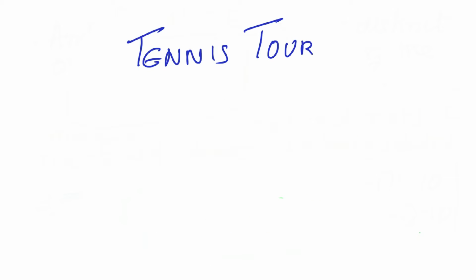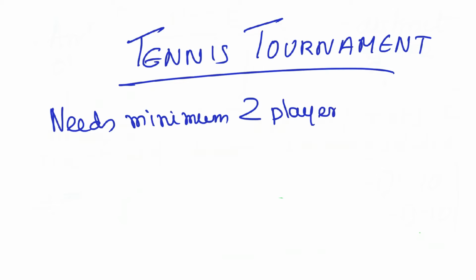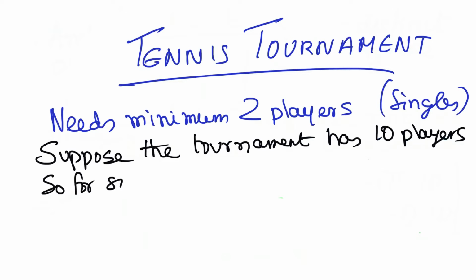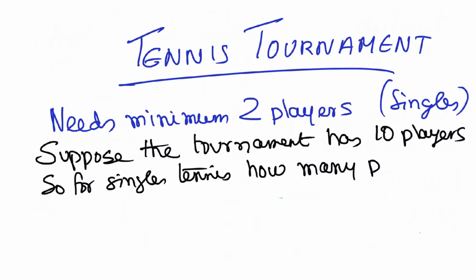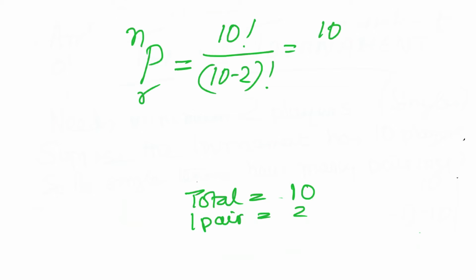Let's now apply this to a very interesting game, that is a tennis tournament, where we are dealing in the beginning with singles, where there are 2 players. If there are 10 players involved, then how many pairings are possible? Naturally the nPr will be 10 factorial by 10 minus 2 factorial, which will be 90 pairings.